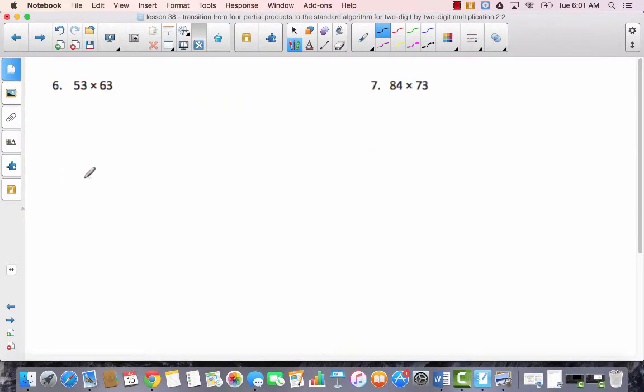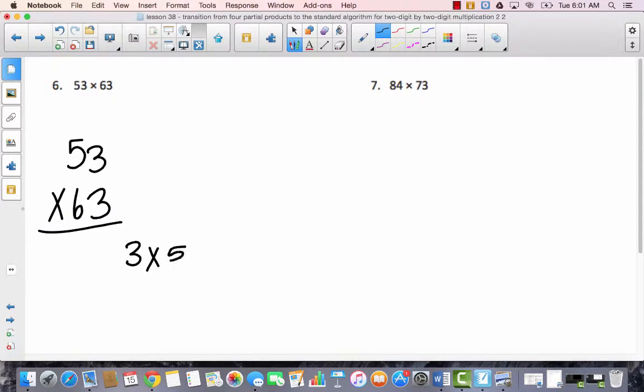Okay, so let's do 53 times 63. It wouldn't matter if you put the 63 or the 53 on top, but I just put the 53 first. So this is 3 times 53, and it is 60 times 53. And we're going to add these two partial products together. So I'm going to start with 3 times 53. 3 times 3 is 9, and 50 times 3 is 150. Or 15 in this case, we'll add that to the 9.